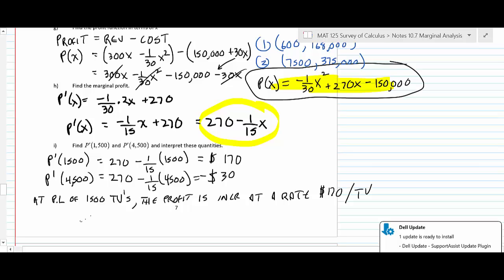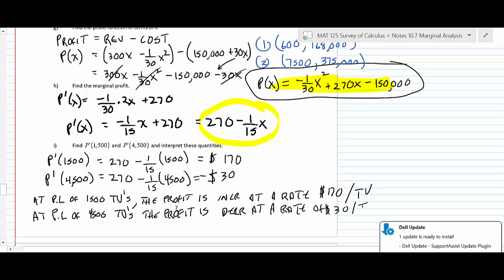Okay, and then the next one we would say at a production level of 4,500 TVs, okay, what's the profit doing? It's decreasing, right? So we'd say the profit is decreasing at a rate, or you don't have to put the word rate because it's implied in this, so you say decreasing at a rate of $30 per television. Okay, so your profit is decreasing, you're still making profit, but your profit is beginning to decrease. Okay, all right, so that's the idea.